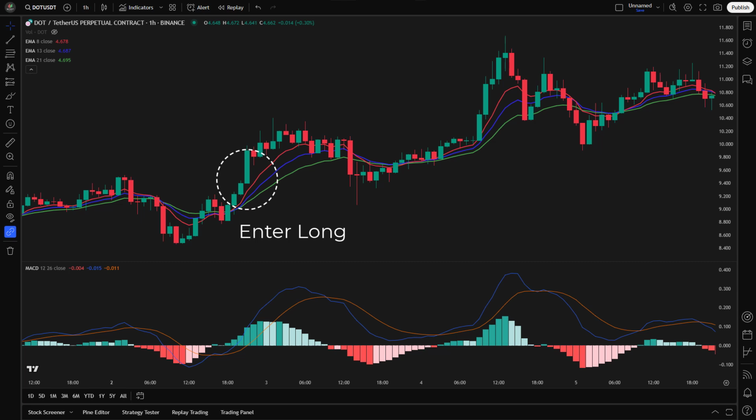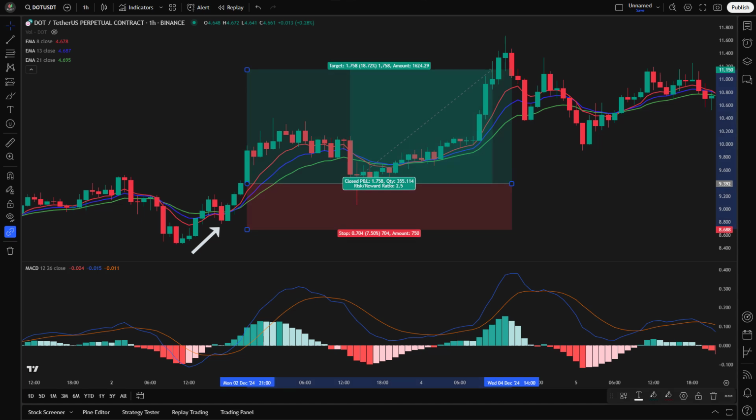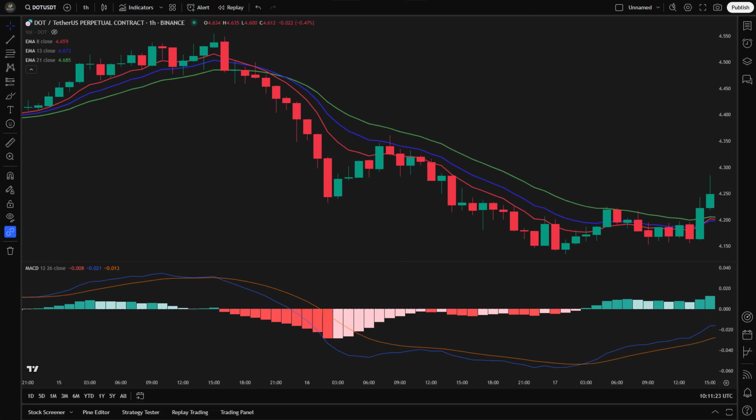Of course, every trade needs a solid risk management plan. To set our stop loss, we identify the lowest swing low from the last 3 candles and place it slightly below that level. For take profit, we use a 2.5 to 1 risk-reward ratio, meaning our target profit is 2.5 times the stop-loss distance. If the closing price moves above our take-profit level, we lock in the gains and exit with a profit. Now let's see how we take a short trade using this strategy.